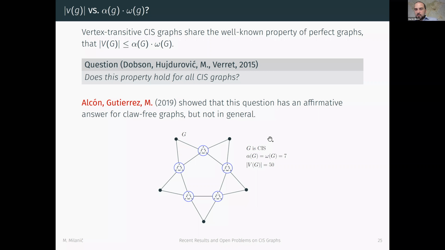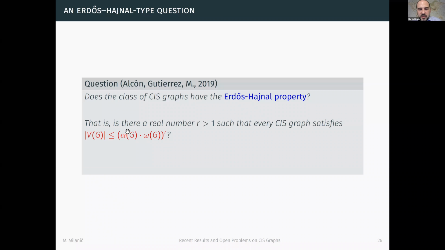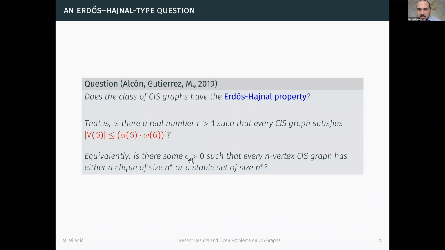But one could relax this question to ask whether the class of CIS graphs has the so-called Erdős-Hajnal property. We do not require anymore that this product is at least the number of vertices, but we allow raising it to some fixed power. So is there a real number R bigger than 1, such that every CIS graph satisfies that the number of vertices is at most the stability number times the clique number raised to the power R? Or equivalently, is there some positive epsilon such that every n-vertex CIS graph has either a large clique, of size at least n to the epsilon, or a stable set of that size?